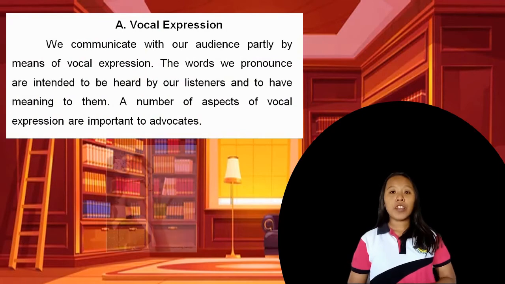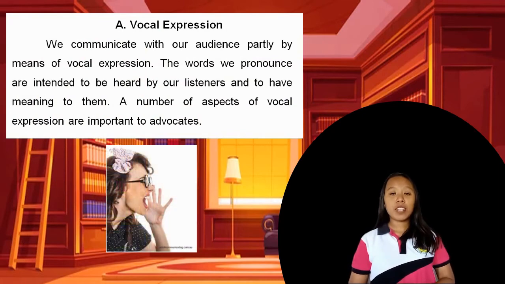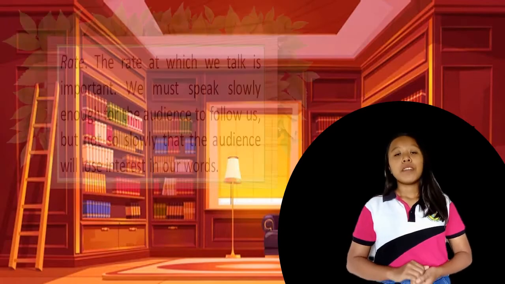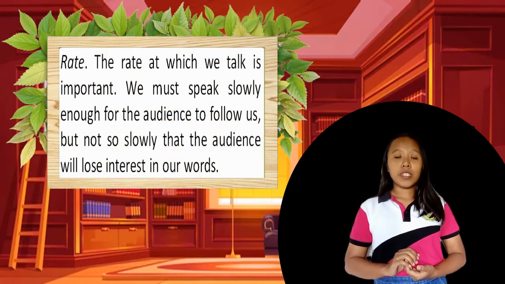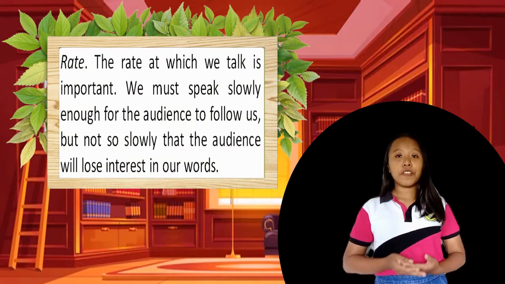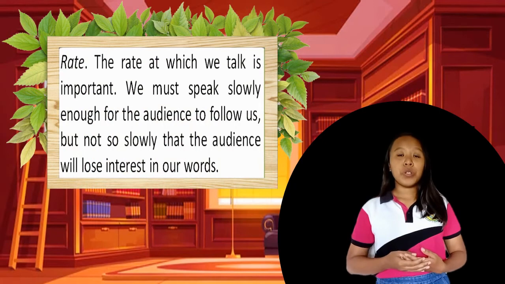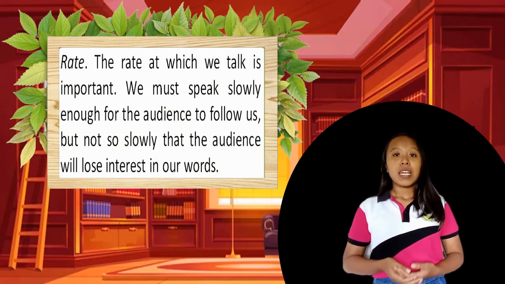We communicate with our audience partly by means of vocal expression. The words we pronounce are intended to be heard by our listeners and to have meaning to them. A number of aspects of vocal expression are important to our advocates. So the first under the vocal expression is the rate. The rate at which we talk is important. We must speak slowly enough for the audience to follow us, but not so slowly that the audience will lose interest in our words.